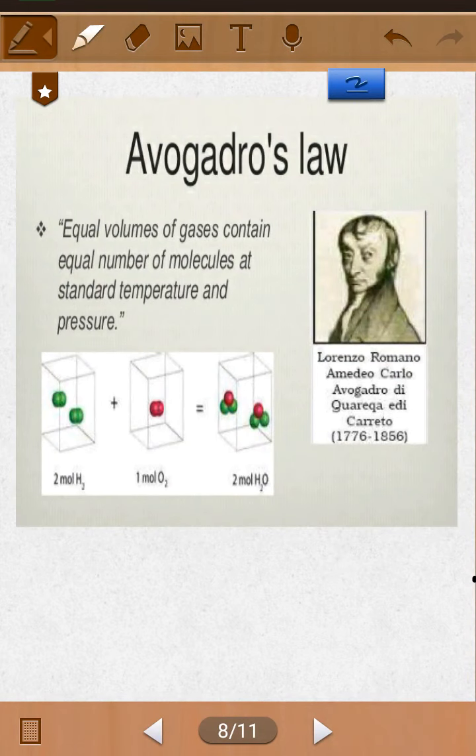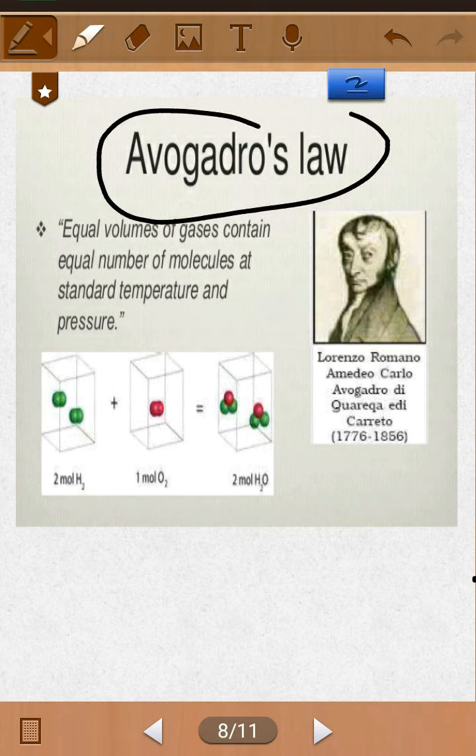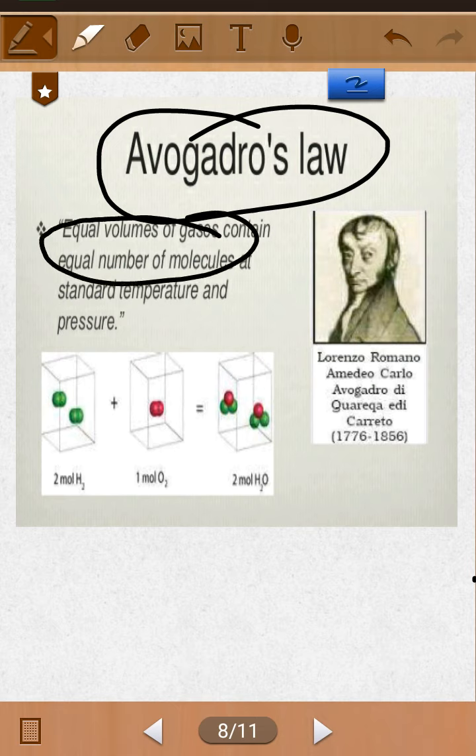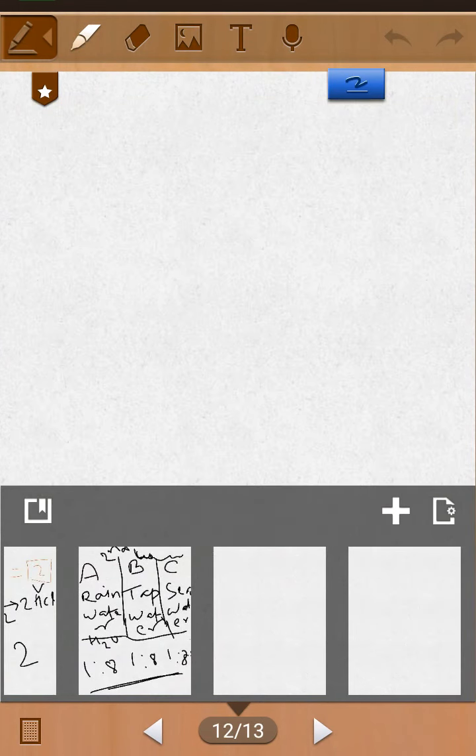The fifth law is Avogadro's law. It is the last law on which the laws of chemical combination are based. Avogadro's law states that equal volumes of all gases under similar conditions of temperature and pressure contain an equal number of molecules.